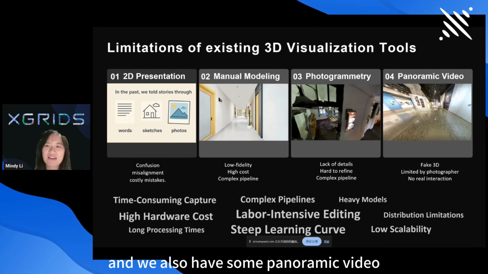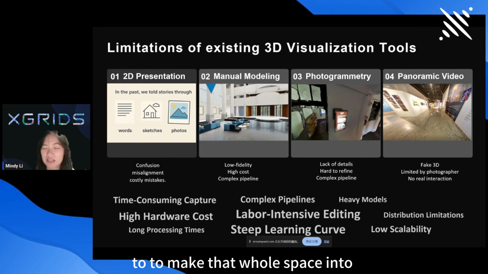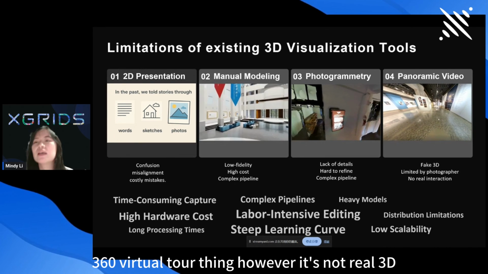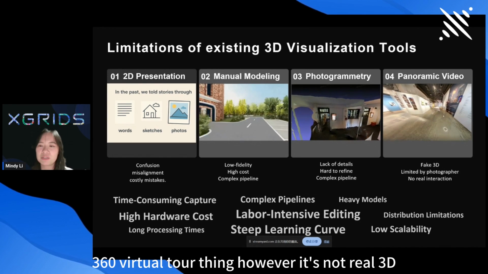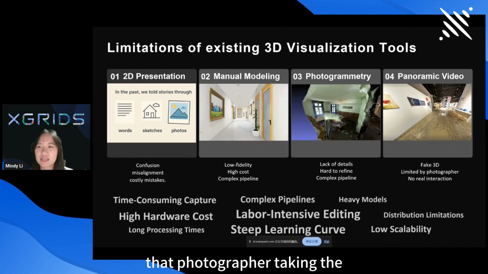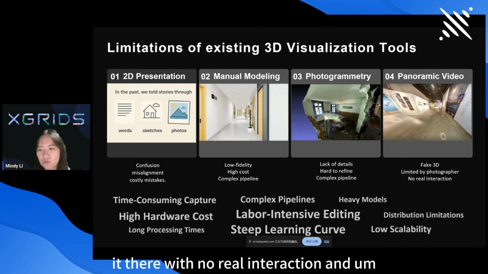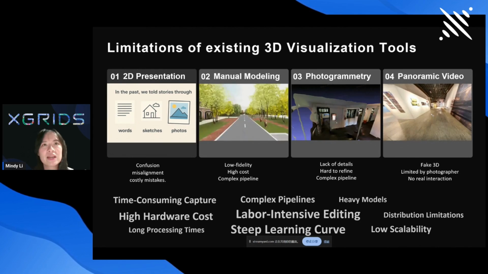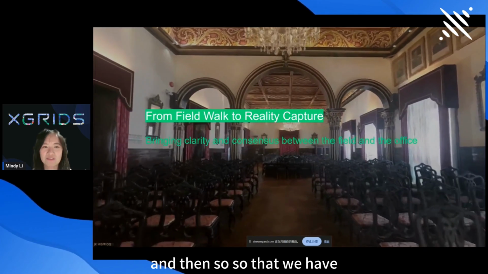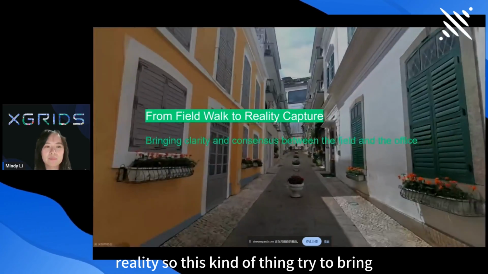We also have panoramic video to turn the whole space into a 360 virtual tour. However, it's not real 3D. It's still limited by the spot where the photographer took the photos and video. There is no real interaction and less accurate measurement. And so we have 3D Gaussian splatting, a new way of representing reality.